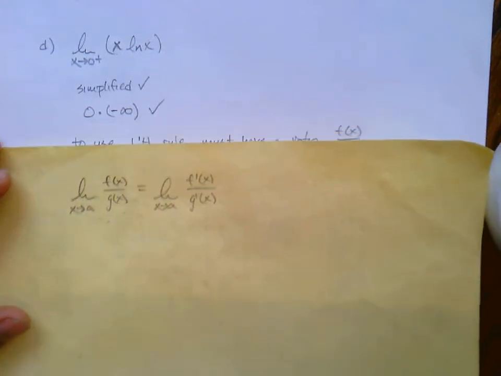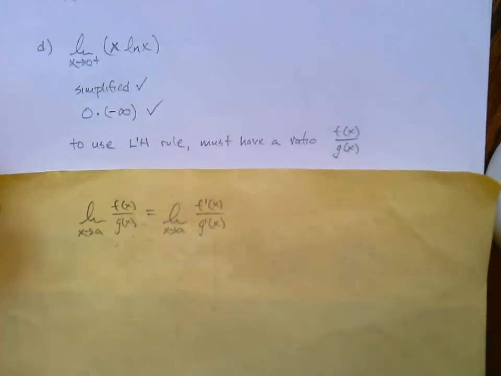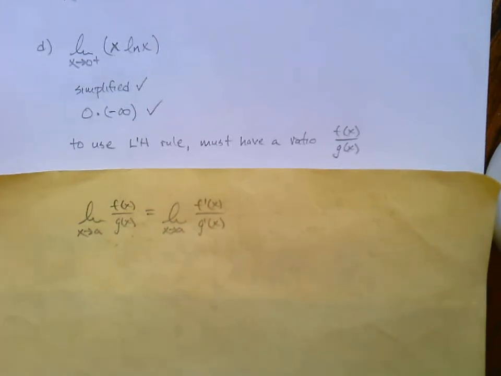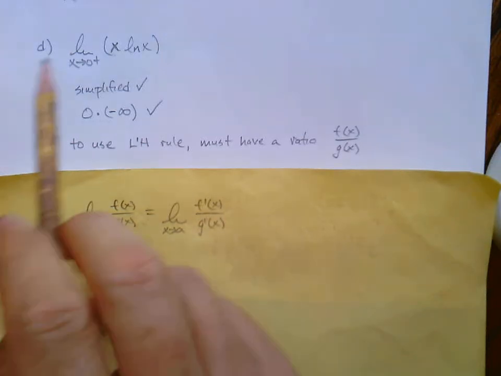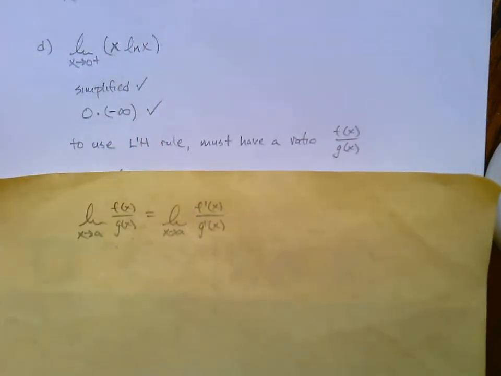Okay? So here's that explanation in one sentence. To use L'Hopital's rule, we must have a ratio f of x over g of x. We must. That's what the rule says. So how are we going to do that? We've got to go back and rewrite this so that it looks like a fraction. Well, how do you write that as a fraction? We've got one of two choices.